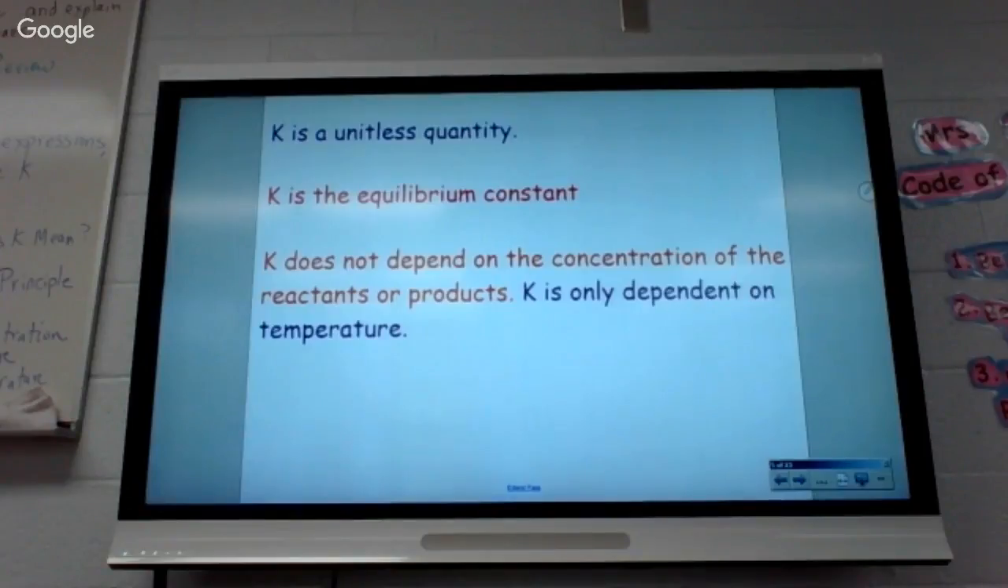Now, K does not depend on the concentration of the reactants or the products. Remember, I said you could start with any concentration. It's not dependent on the reactants or the products. The only thing K depends on is temperature. Now, the nice thing about being in a first-year chemistry class is the state, in their infinite wisdom, does not want you to know how K changes with temperature. So you're not even going to have to learn the rules of how K changes with temperature. All you have to know is it does change with temperature.